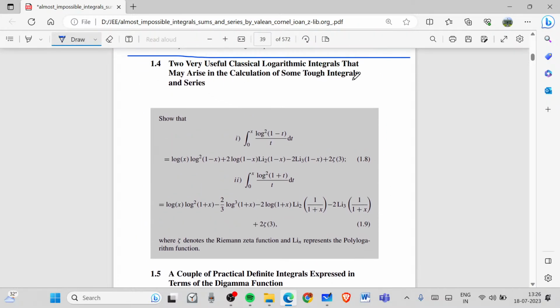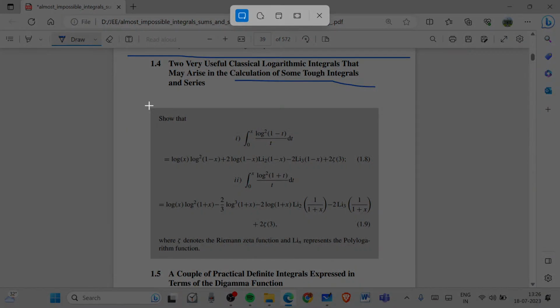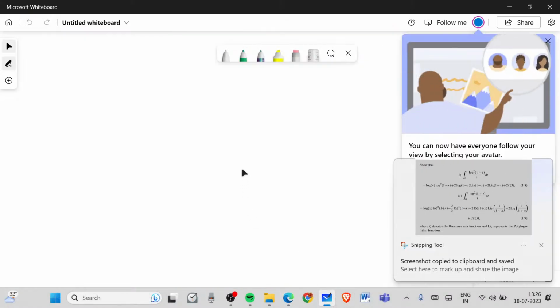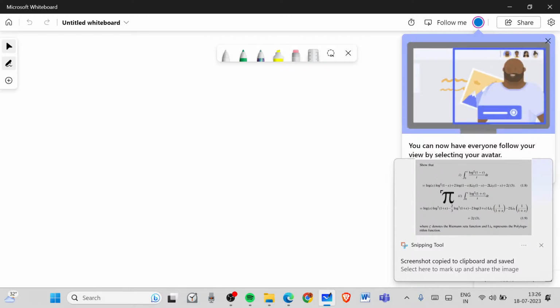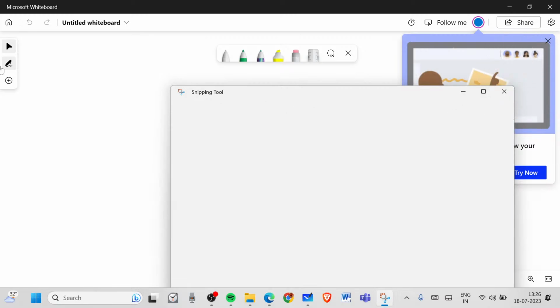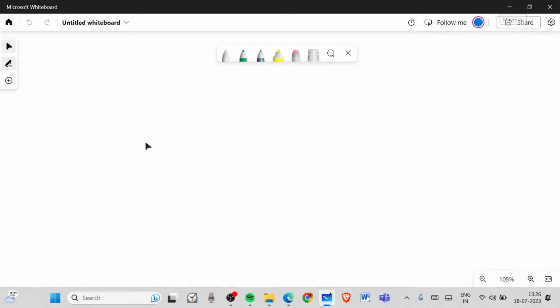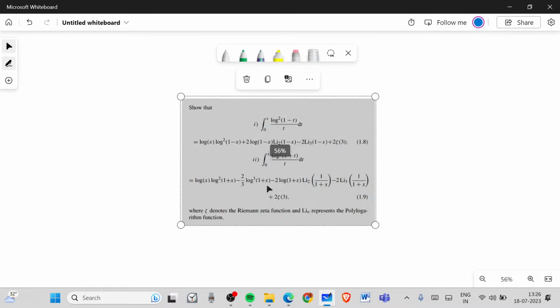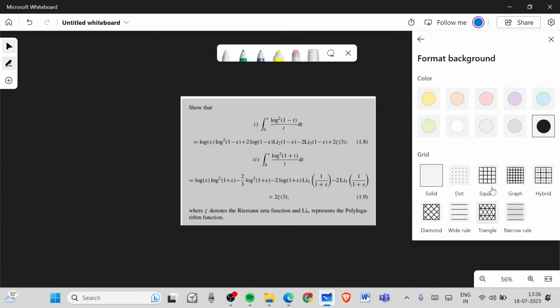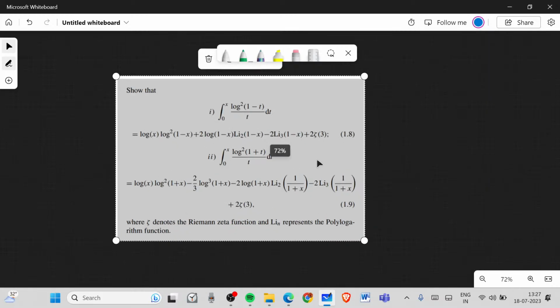Two very useful classic logarithmic integrals that may arise in the calculation of some. Anyways, basically we have to solve them. So let's first of all bring it to our clipboard. Okay, so now it's here and let's start.